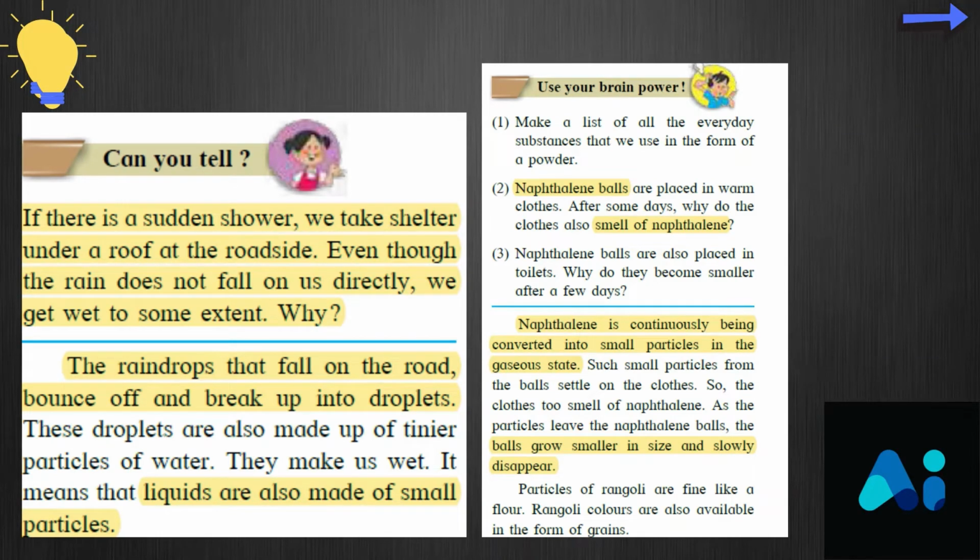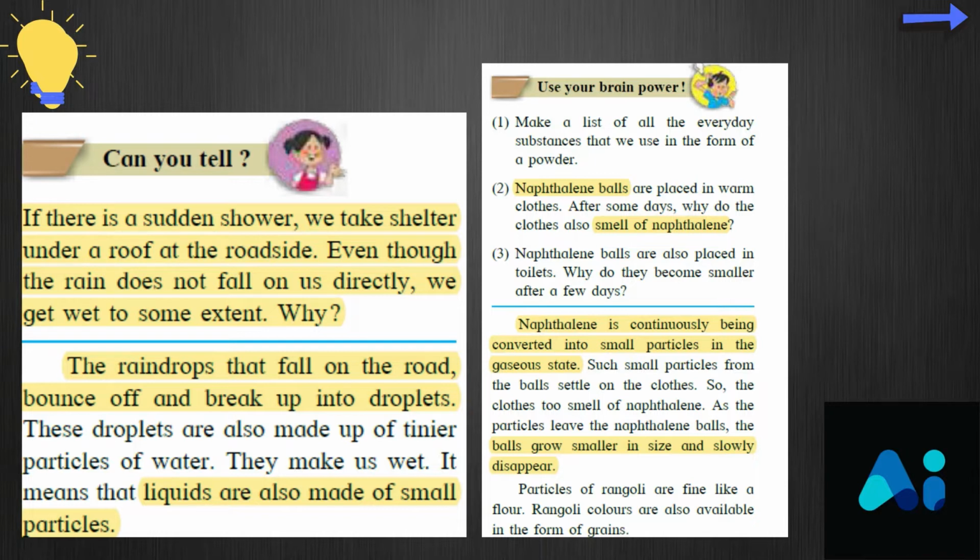Now, just like the examples we understood of wood and coal, they're all solid substances. But even liquid substances, like say water, can also be broken into small droplets. So liquids are also made of small particles.